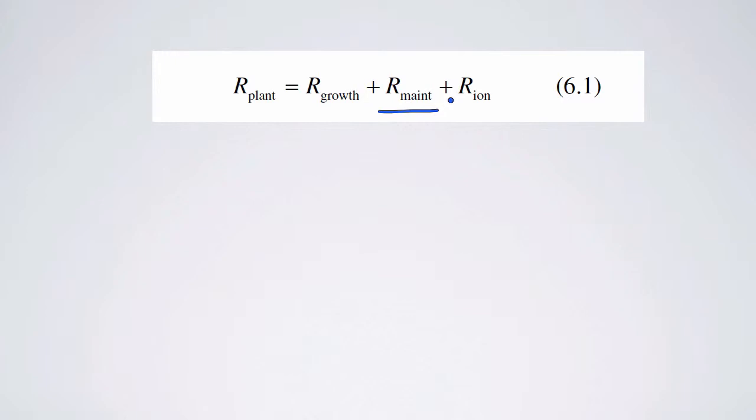So proteins turn over, for example, they break down, they have to be reformed. All of this is considered to be maintenance. And there's a respiratory cost to maintenance of the structures. Thirdly, we also have respiration associated with ion acquisition. And often ions are acquired against a concentration gradient, and this requires energy to take up these ions.